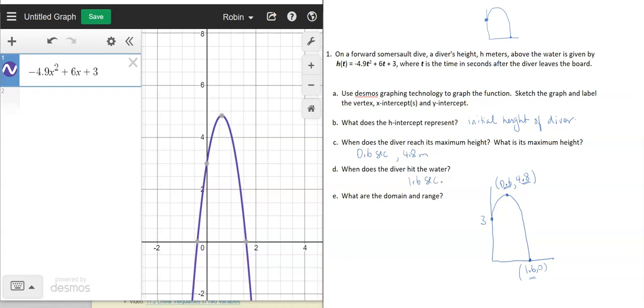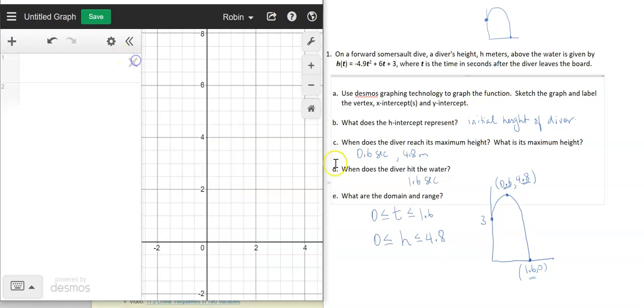What is the domain? Well, the domain is the set of all possible times. The time starts at 0 and goes all the way to 1.6. So time is greater than or equal to 0, but less than or equal to 1.6. Height goes all the way from 0 up to a maximum of 4.8. So the range will be from 0 all the way to 4.8. So you can just sketch it using your Desmos, but only sketch the portion that makes sense in the context of the problem. Okay, so let's get rid of that one, and we'll try another one.